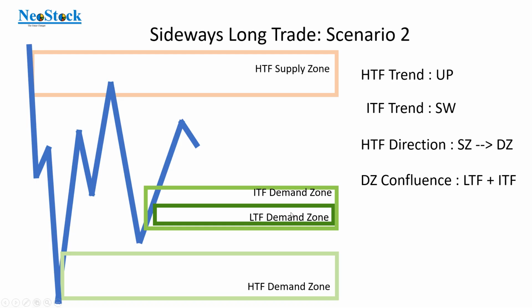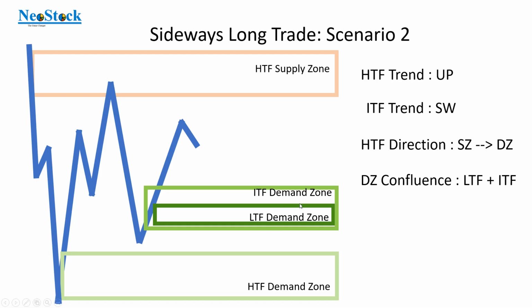Okay, in this scenario, can we take a trade? No. There is one more rule. If that is satisfied, then only you take the trade. Earlier, when price direction was from demand zone to supply zone, at that time, what is the curve? Curve could be low on the curve or equilibrium. But what about this scenario?